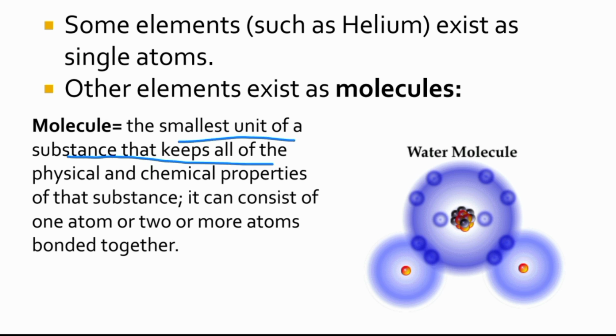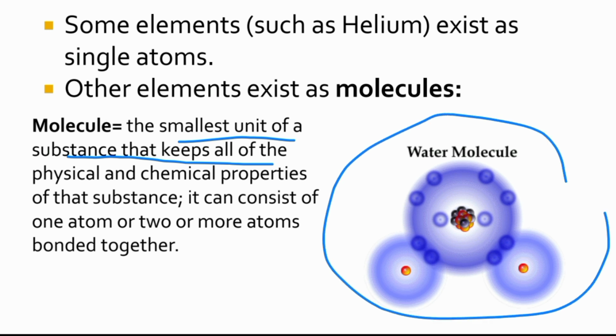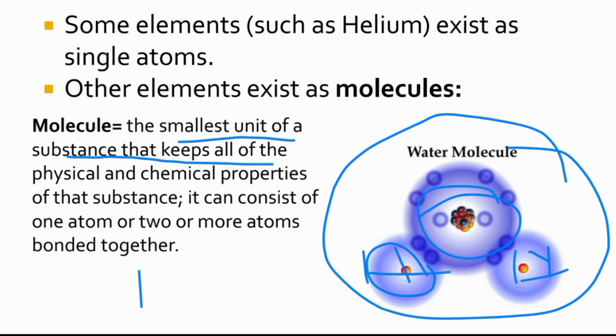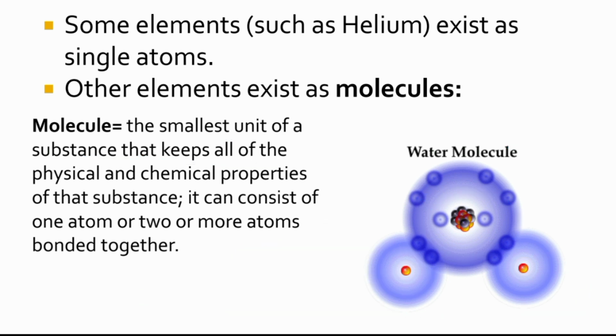It consists of one atom or two or more atoms bonded together. You can see here a water molecule. This is oxygen. This is hydrogen. This is also hydrogen, and this is oxygen. Okay. H2O.